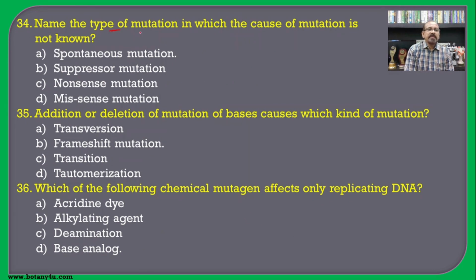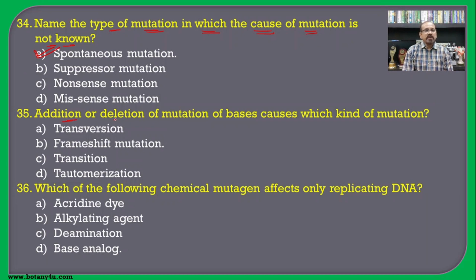Then name the type of mutation in which the cause of mutation is not known. We can say that such types of mutations are known as random mutations, or we can say that it is an environmental mutation. And these environmental mutations are known as spontaneous types of mutations.